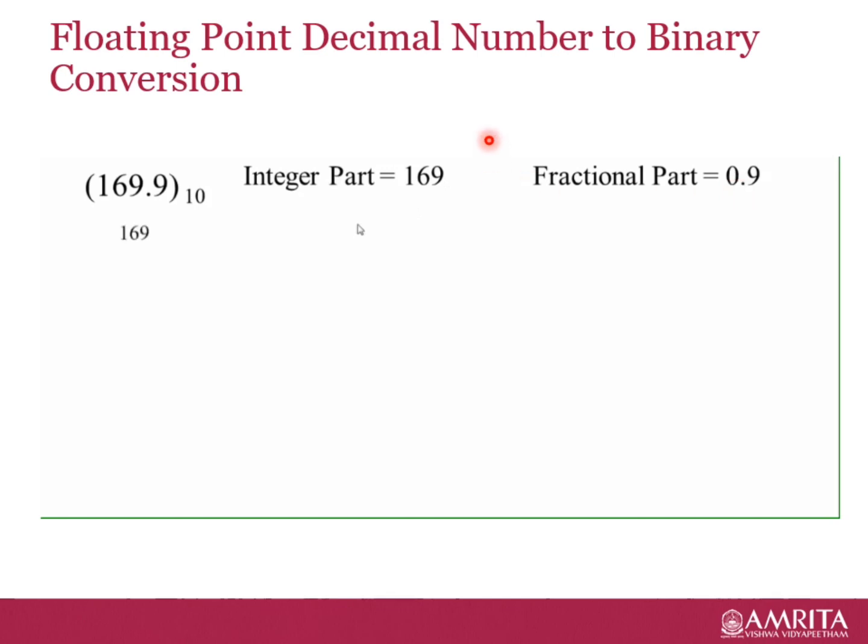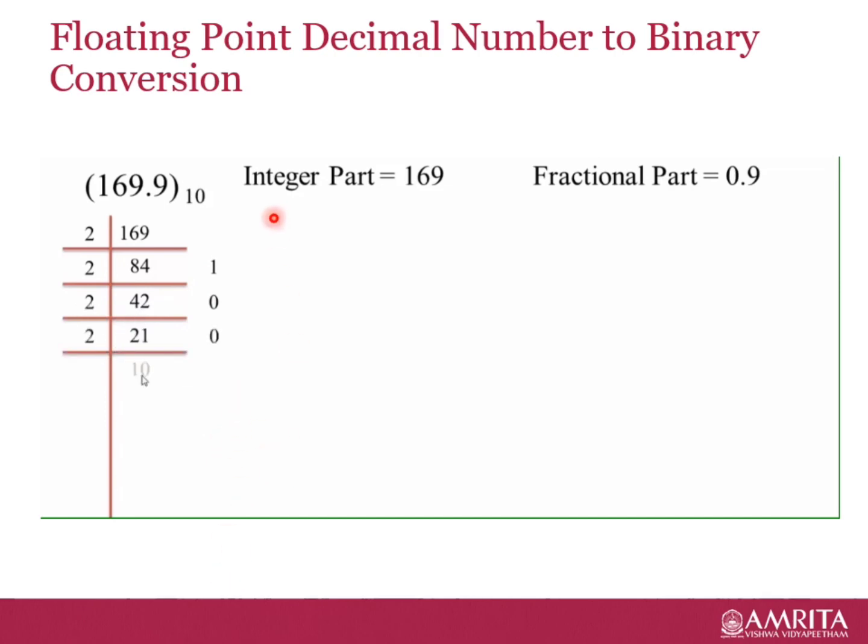and both the parts, the integer part as well as the fractional part, are then converted to binary using separate techniques. The integer part 169 is converted using the same technique that we have already studied. 169 is repeatedly divided by 2 to obtain a quotient and a remainder. All the remainders will be noted down, and finally the remainders put in the reverse direction will give the binary equivalent of the integer part.